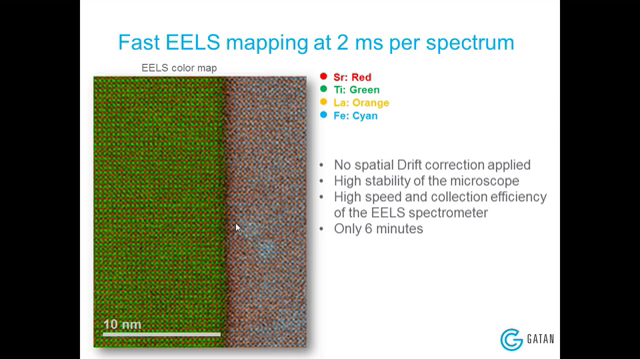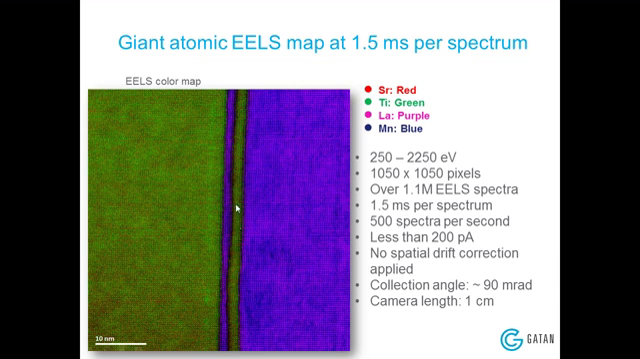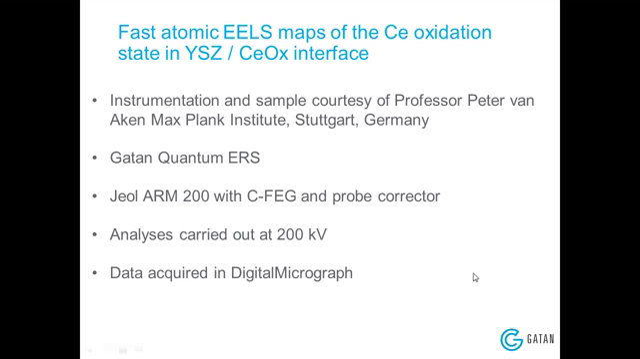It's pretty interesting to notice how rough this lanthanum manganese layer interface is. You can see how the thickness is changing along the interface. And again, these data were taken with a very large collection angle, which was obtained with a camera length of about 1 centimeter, as shown in the microscope acquisition software. So EELS is great for composition analysis, and we showed some results to prove that.